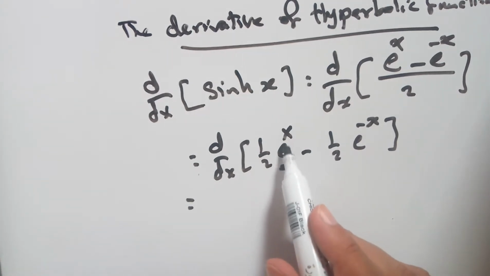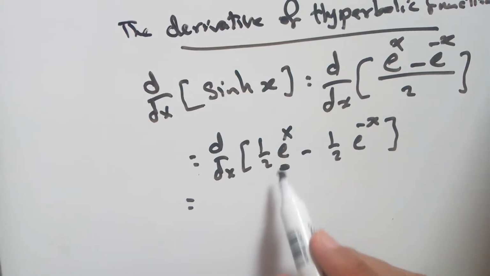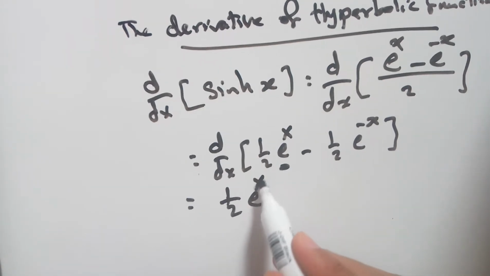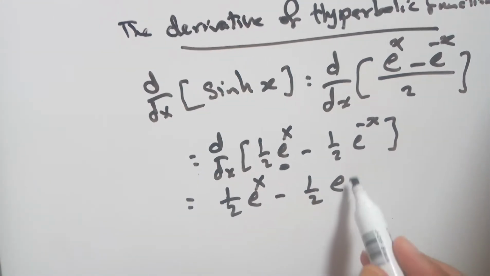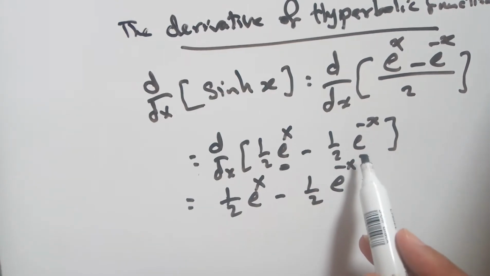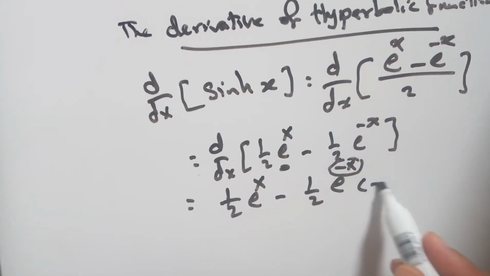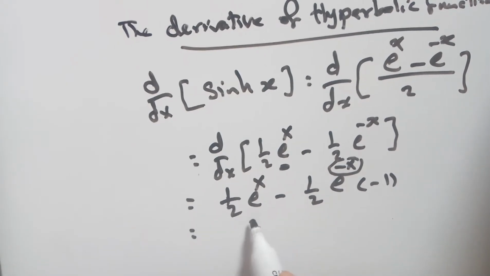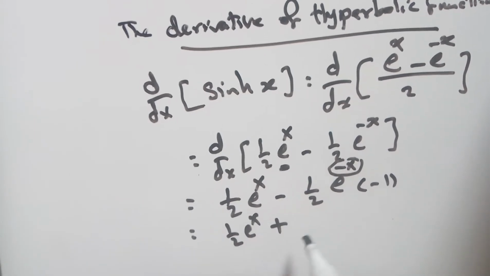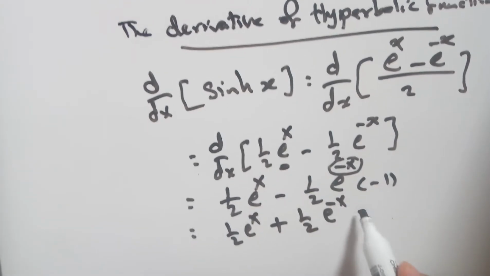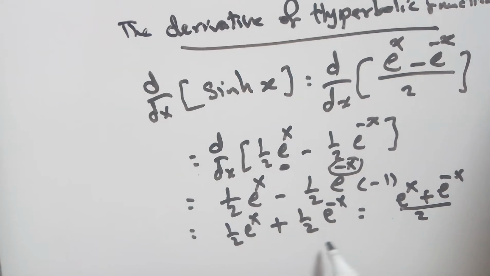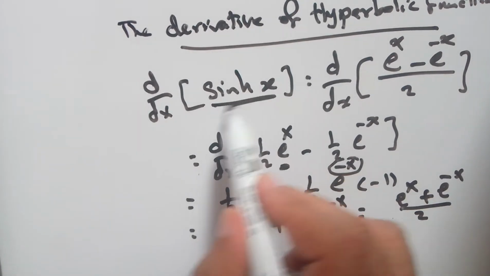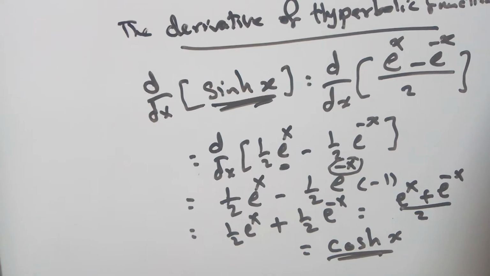The derivative for e to the power x, a natural exponential function, is itself. So half e to the power x, and the derivative of x is equal to 1. Minus half e to the power negative x itself, and the derivative for negative x is negative 1. Then it will be half e to the power x plus half e to the power negative x, which is equal to e to the power x plus e to the power negative x divided by 2, which is hyperbolic cosine x. Then the derivative of hyperbolic sine is hyperbolic cosine.